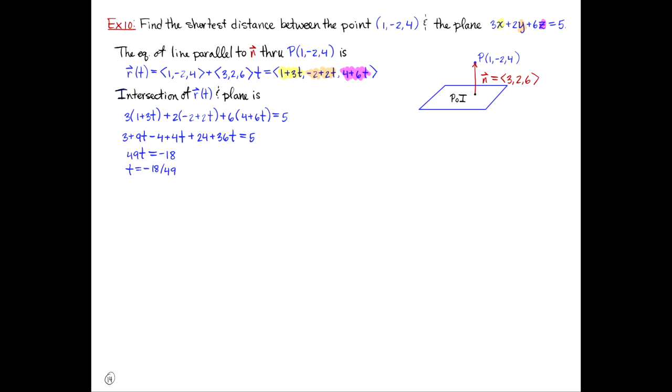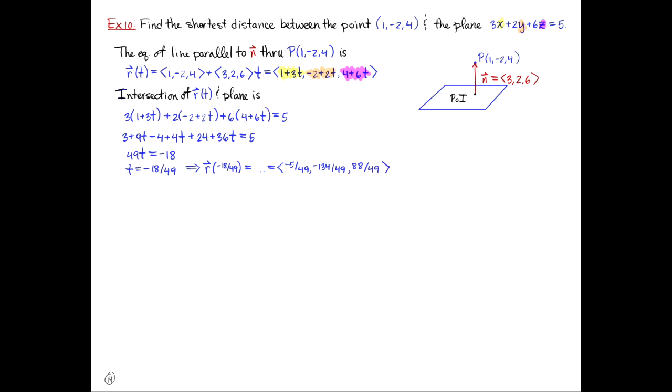So then to find the point of intersection between the line and the plane, we sub that in for t into r of t. We're subbing in here for t. Let me change that to our -18 over 49. And then simplifying algebraically, we get -5 over 49, -134 over 49, and then 88 over 49.